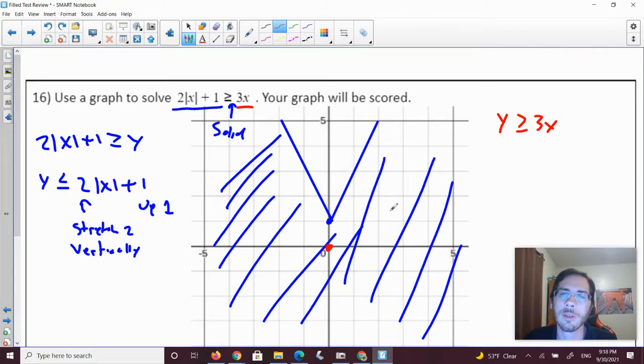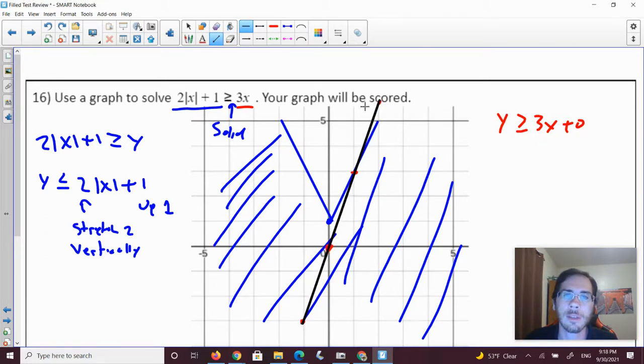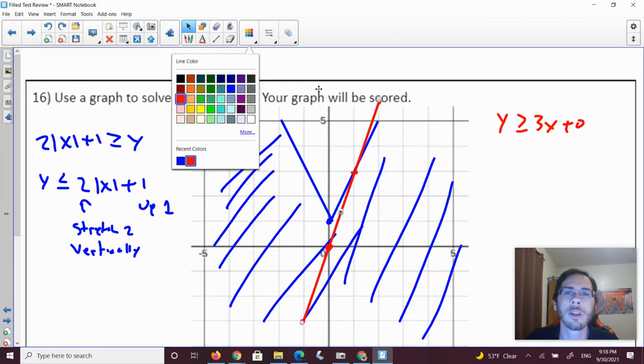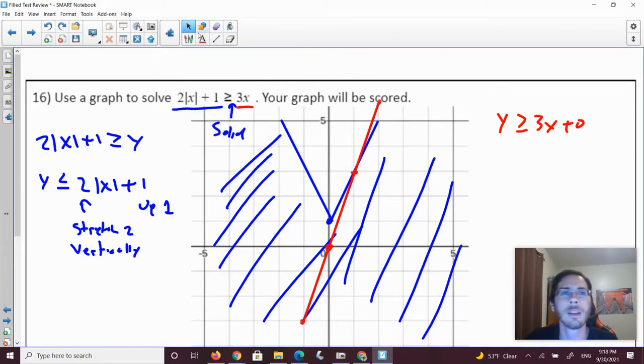It starts at 0, 0 because it's 3x plus 0, so the y-intercept is 0. I'm going to go up 3 over 1 for the slope, up 3 over 1, and down 3 back 1 for the slope. I'll make my line go like that. We'll make the line red. Now I've got the red line.